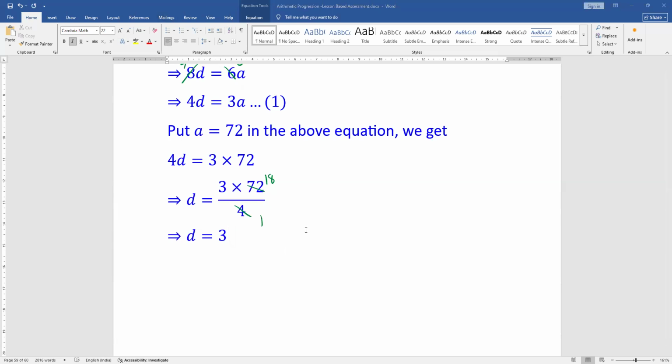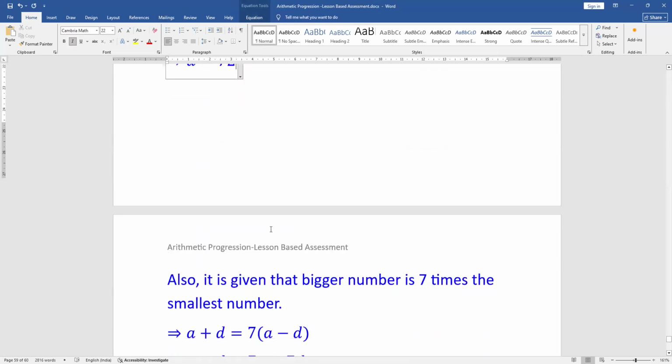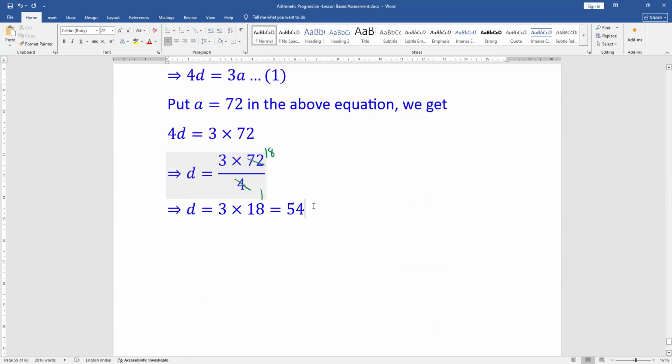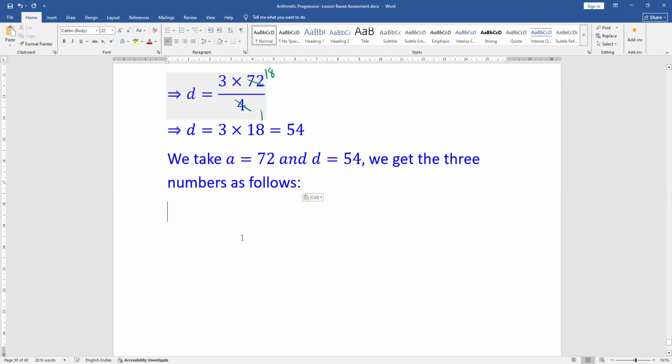So 3 into 18 is equal to 54. Okay, so now what I've got is a value, how much? You got the a value as 72 and the d value as 54, correct? So we take a equals 72 and d equals 54, and we get all the three numbers as follows.